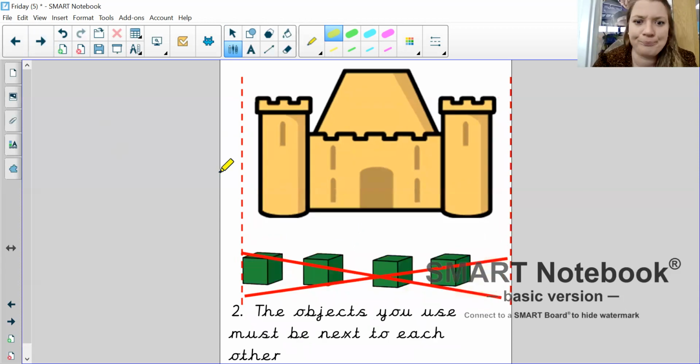Rule number 2, the objects you use must be next to each other. Okay, can you see I've placed these cubes next to each other? Cubes are a very good resource to use because they are all the same size, but I've left lots of gaps in between them. I have not measured the castle accurately.